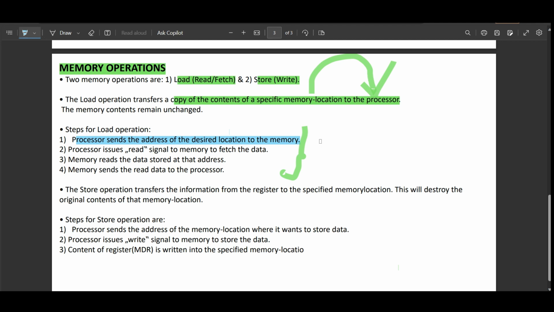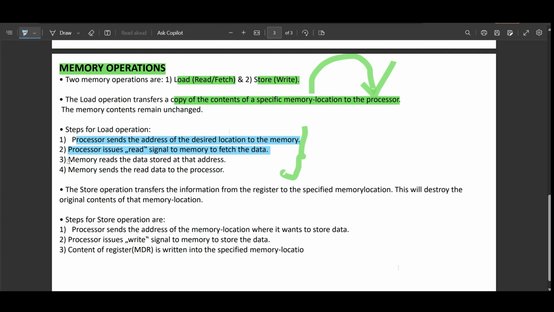It tells the memory, in this location there is some data, you give me the data. You send the location and tell it, in this location I have the required data, you send the data. This is what the processor tells the memory, and the processor issues a read signal to the memory to fetch data. After sending the address, the processor will issue the read signal, because it is reading the data from the memory.